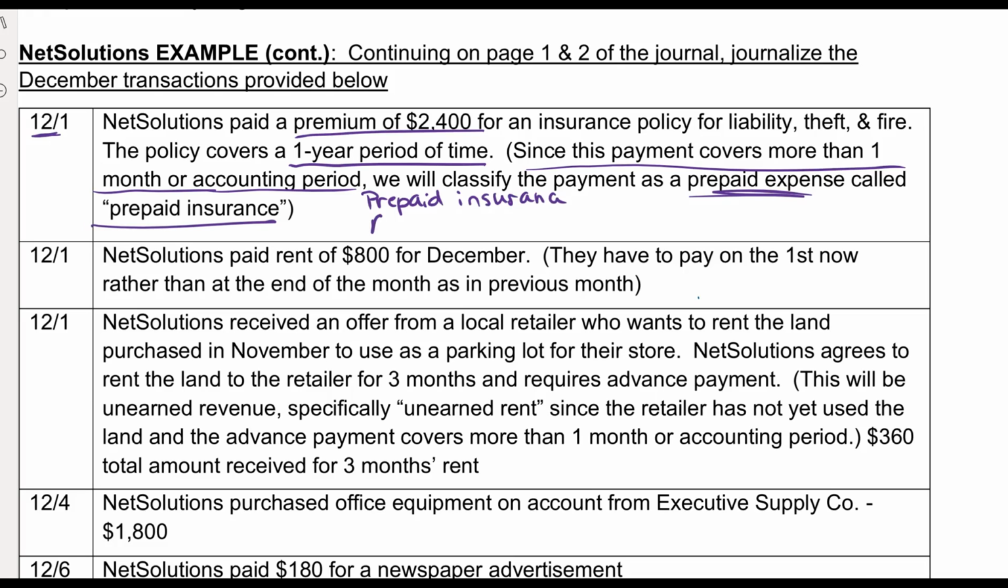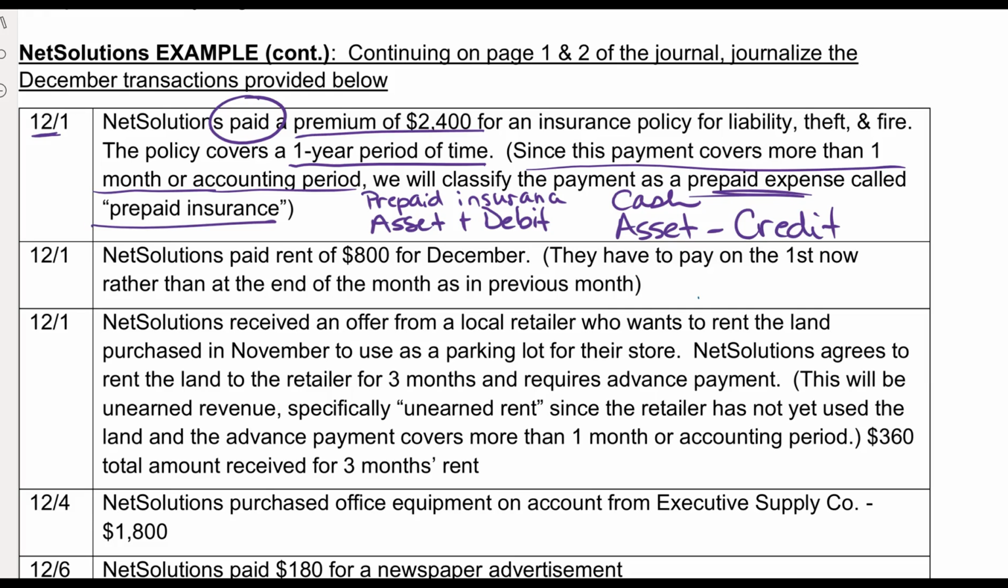All right, asset account. And so we are increasing our prepaid insurance, what would be a debit. And then we are paying for this prepaid insurance. So it says paid. So we know we're going to have cash. Cash is an asset. Cash is going down because we're paying for something. So that will be shown as a credit.